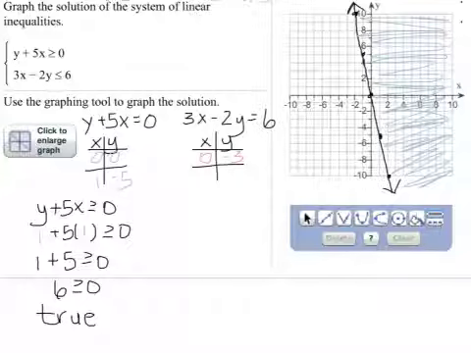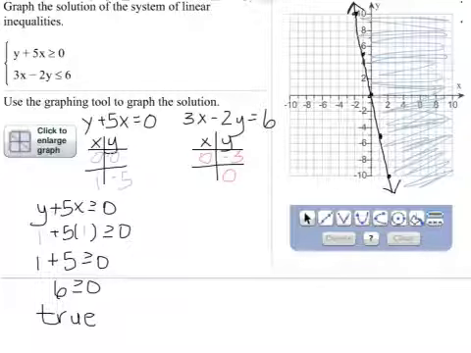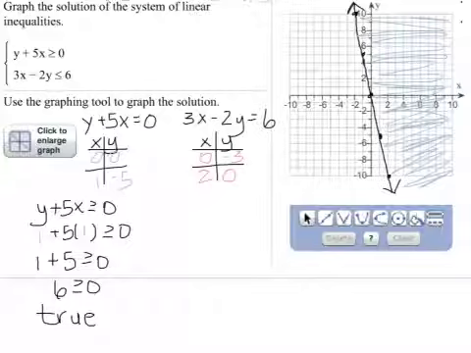Now I'm going to substitute 0 in place of y, and that leaves me with 3x equals 6. So 3 times 2 is equal to 6. So that means that 2, 0 is another point on my line. Now I'll graph those 2 points to draw my line.